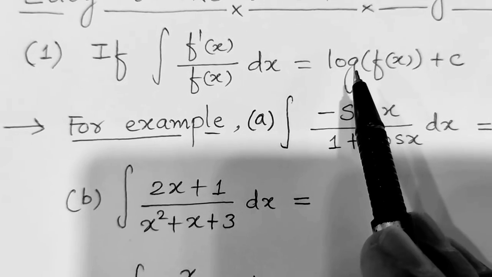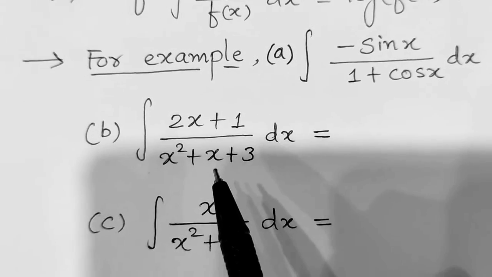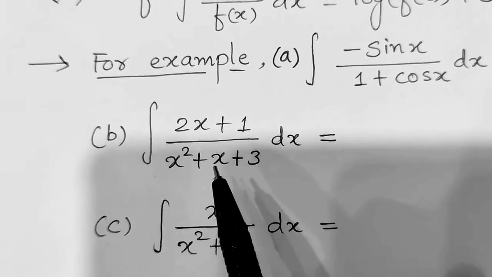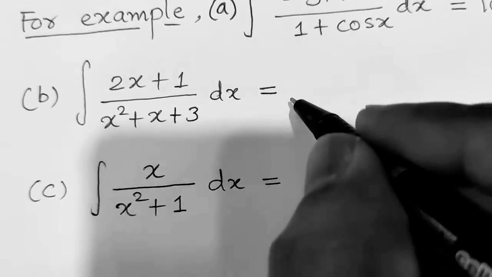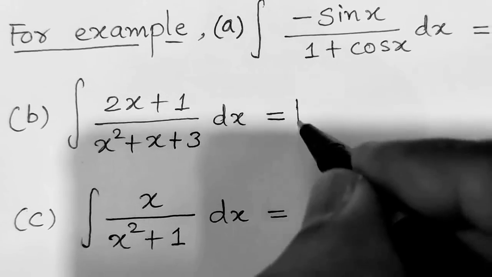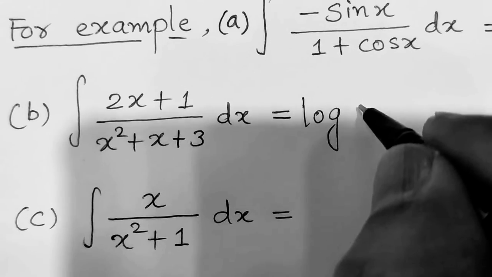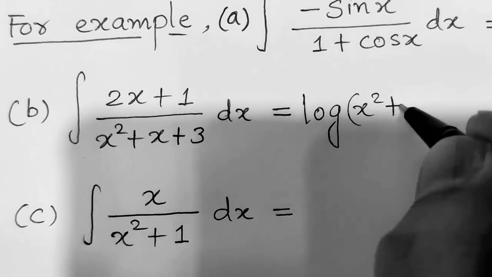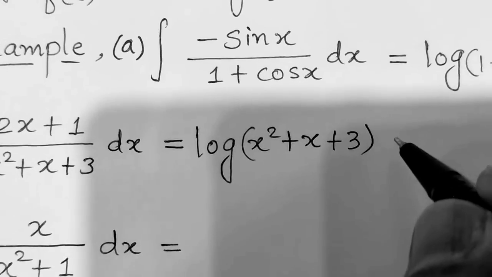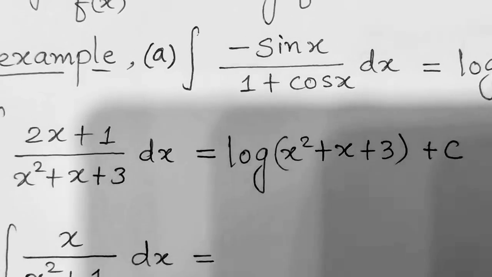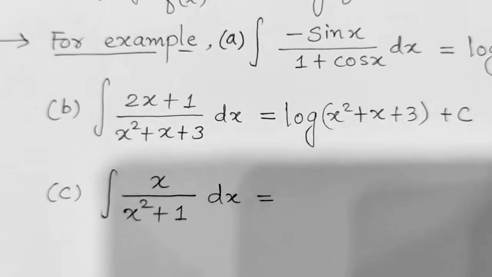So it is of the type f dash x upon f x. Its answer will be log f of x. So what will be the answer? Log x square plus x plus 3 plus c. So you can directly write down its answer as log of x square plus x plus 3 and then plus the integration constant c.